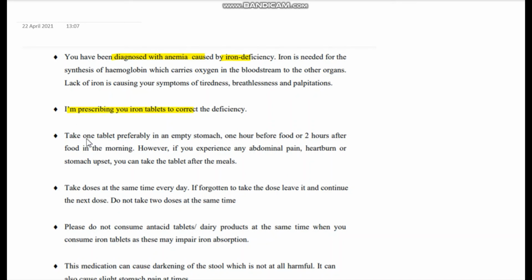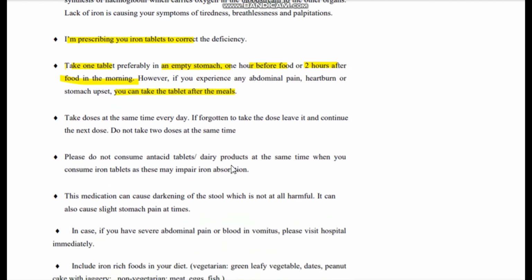Now, when to take it, the instruction about the usage. Take one tablet, preferably on an empty stomach, right? An hour before the food or 2 hours after the food in the morning. Why before the food? Because you don't want any interference. Why after the food? Because the patient might be experiencing excessive symptoms of abdominal pain, heartburn, and stomach upset. So then you can take the tablets after the meals, but never, never, never with the meals.